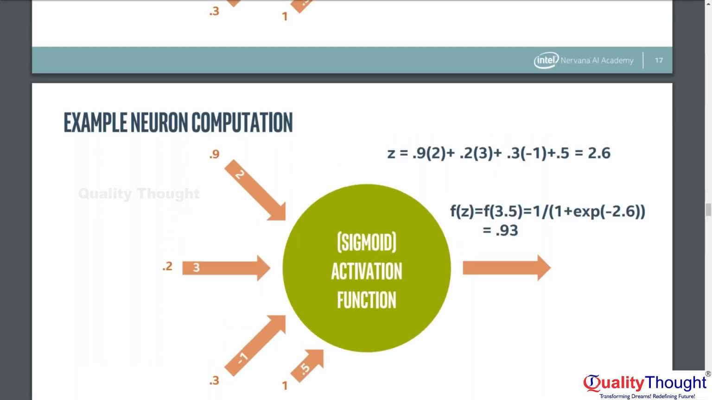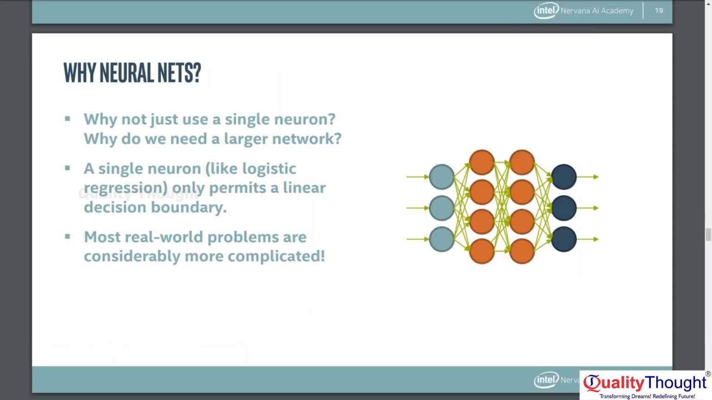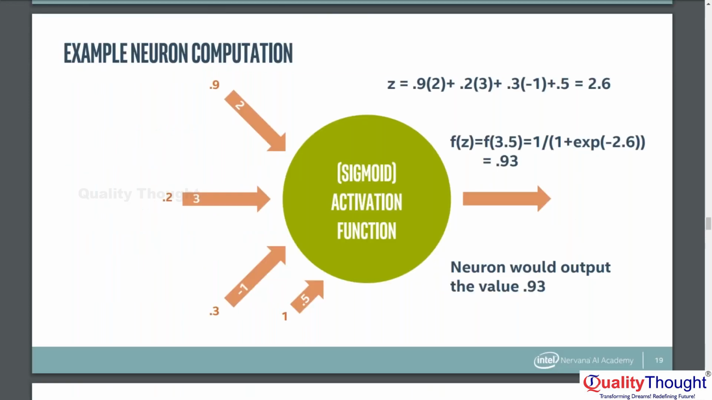Now the same 2.6, let us try understanding a function. A function is equal to the sigmoid function, f of z, which is going to be 1 divided by 1 plus exponential of minus 2.6, which is becoming 0.93. Okay, so now the neuron is having an output value of 0.93. This is how we would generally calculate the function.